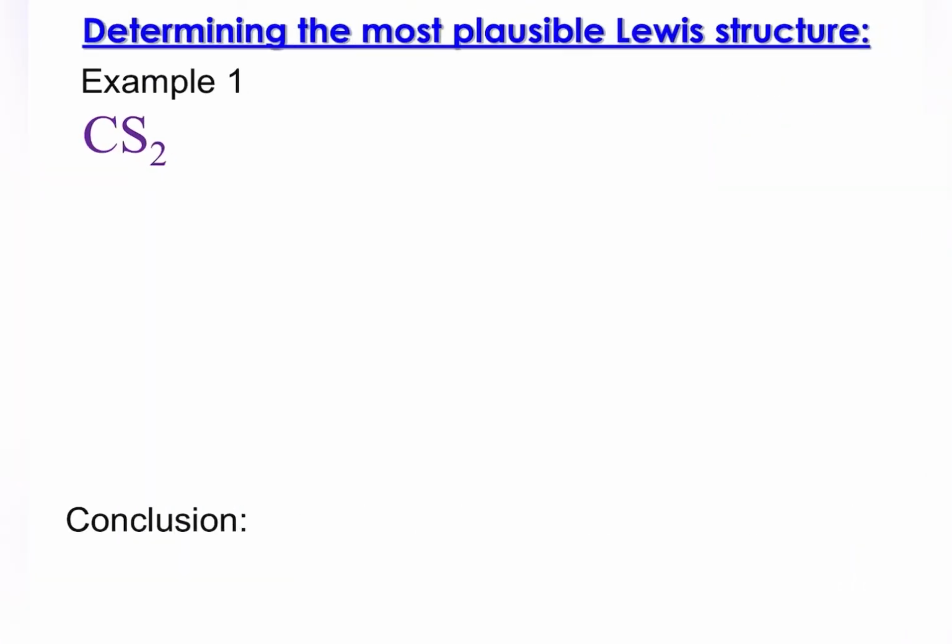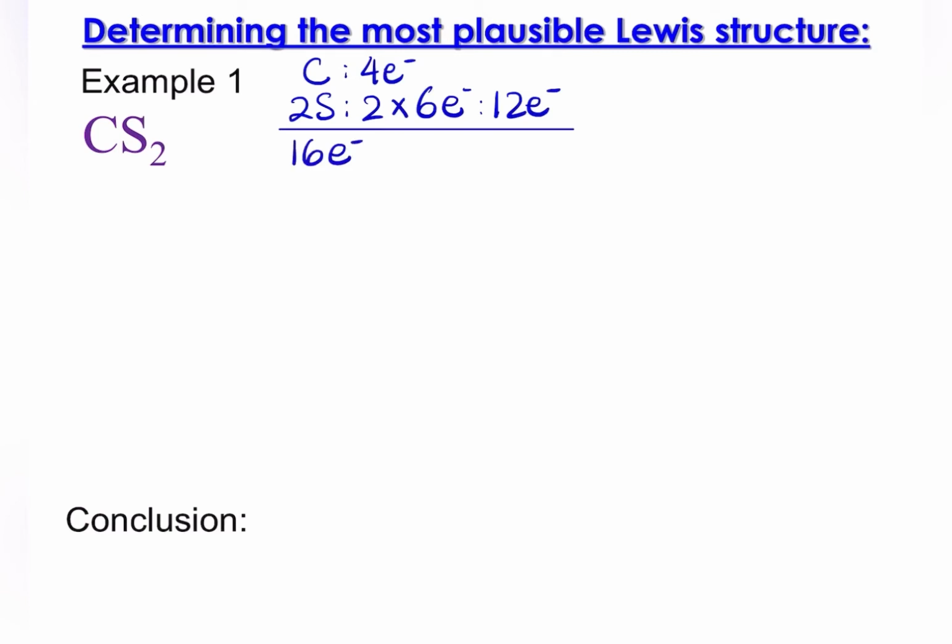I have CS2 here. So I'm going to draw the Lewis structure for CS2. We're going to start with the calculation of all valence electrons in the CS2 molecule. So we have carbon, 4 valence electrons, and we have 2 sulfur. It means that 2 times 6 valence electrons, and it is 12 electrons. And then the total will be 16 electrons. So from here, we are going to determine who is going to be our central atom. In this case, carbon is going to be our central atom.